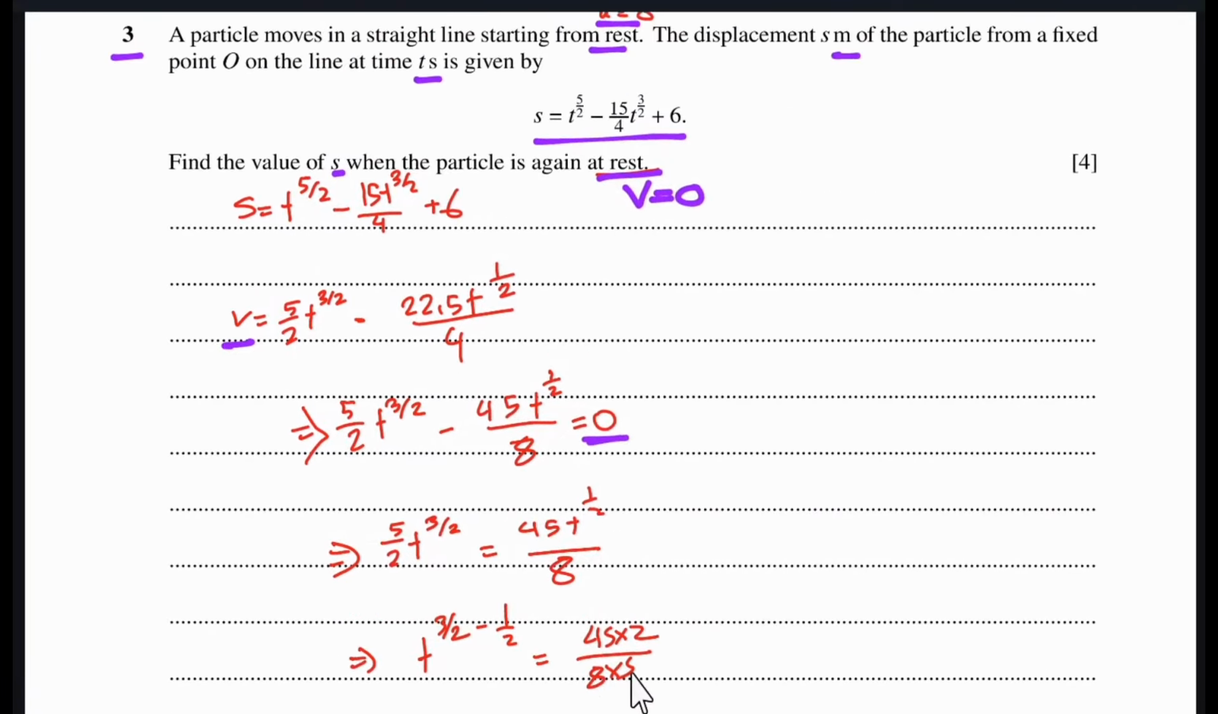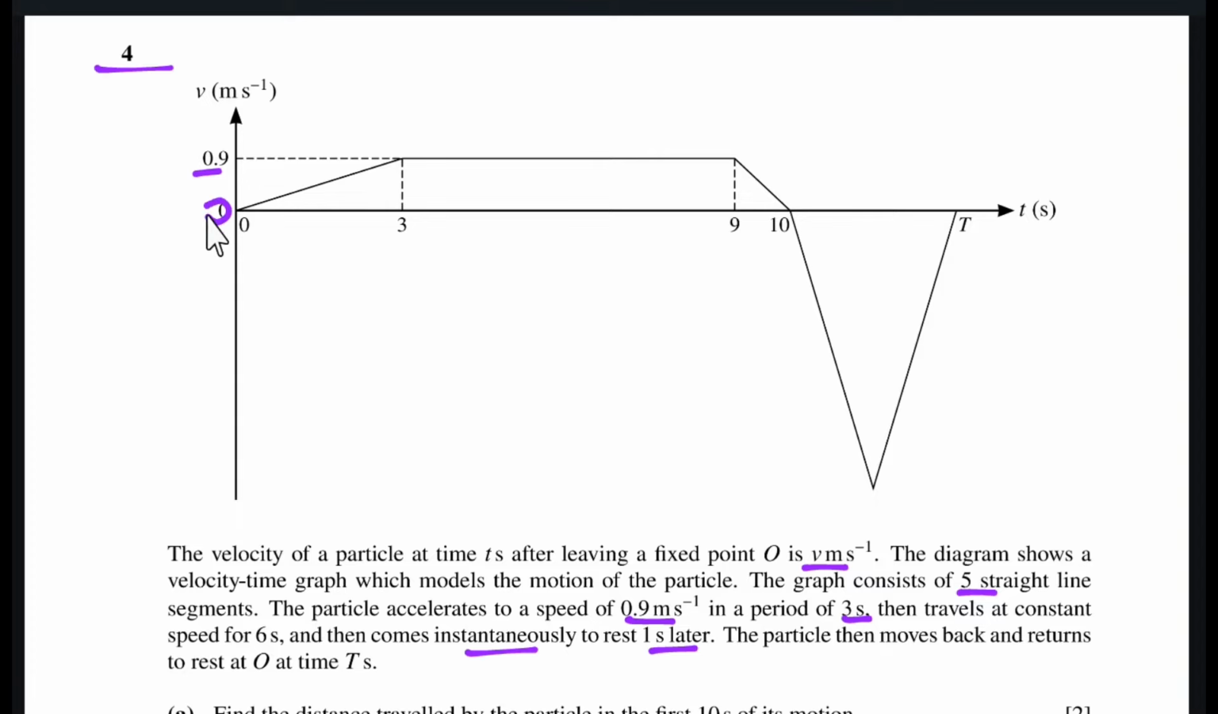So 3 seconds, and then travels at a constant speed for 6 seconds. That means in total 9 seconds. And then comes instantaneously to rest 1 second later. The particle then moves back and returns to O at time t seconds. That means it starts from O, then it comes to a point, and again it returns to O. That means this distance covered is the same as this distance, and the total displacement is 0.